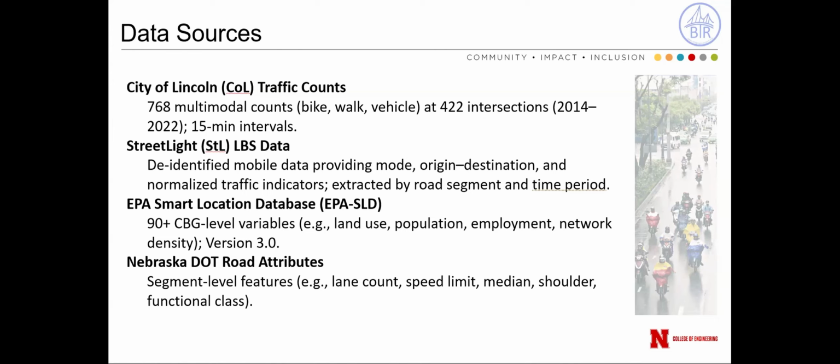Third, we incorporated the EPA Smart Location Database. This includes over 90 census block group level variables covering land use, population, employment, and network structure. Finally, we added road attributes from the Nebraska DOT, things like lane count, functional classification, medians, and shoulder types. Together, these data sources allowed us to build a comprehensive and enriched modeling framework.